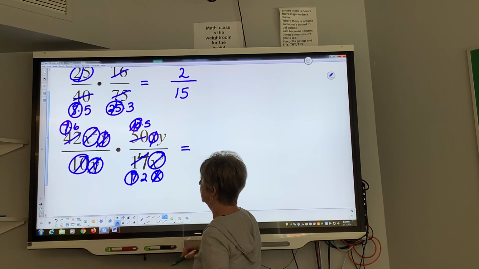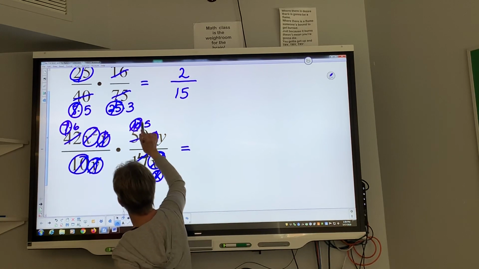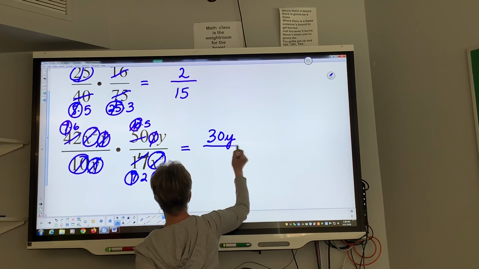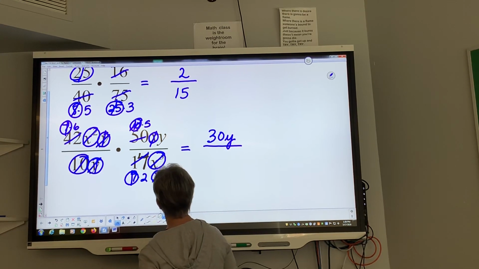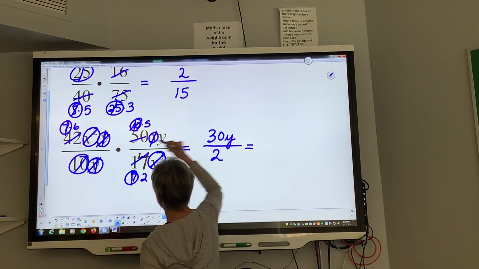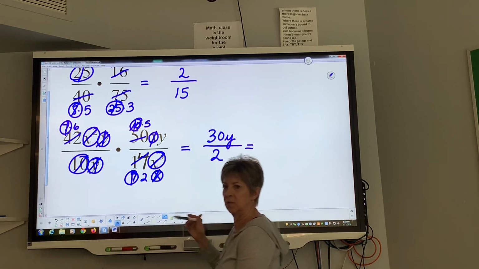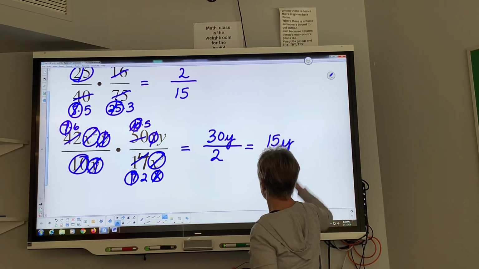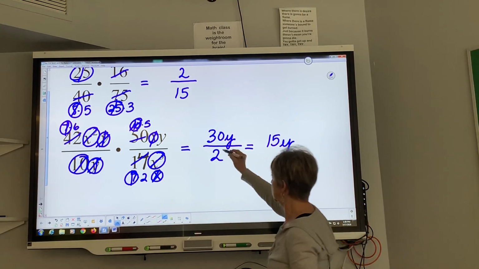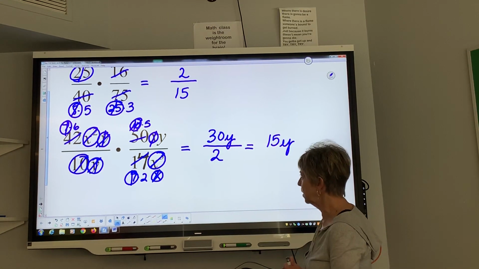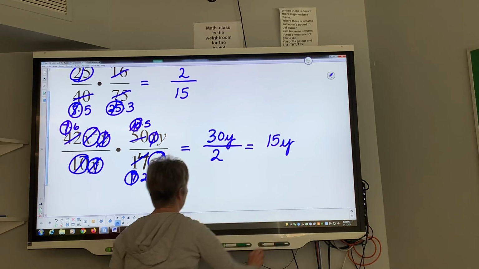So what do I have left in the numerator? A 6, a 5, and a y. So that's 30y over 2. So obviously I missed something. I missed that I could have done 6 and 2, but I'll just take care of that now and make that 15y. The 2, make this 15 times 2 and get rid of the 2 there. Okay, so that's pretty much Alg 1.